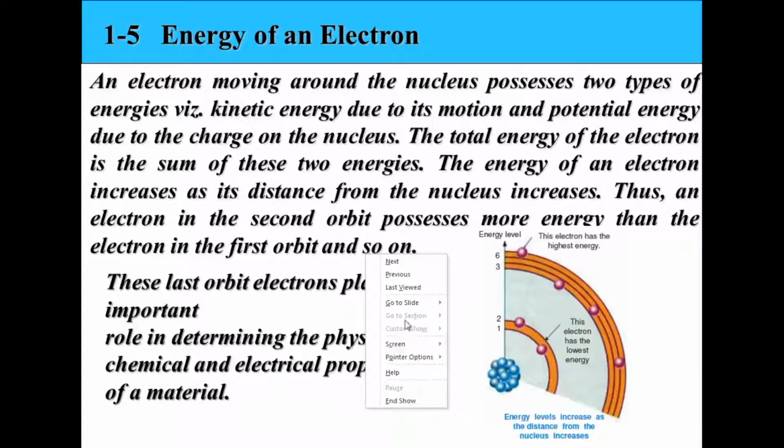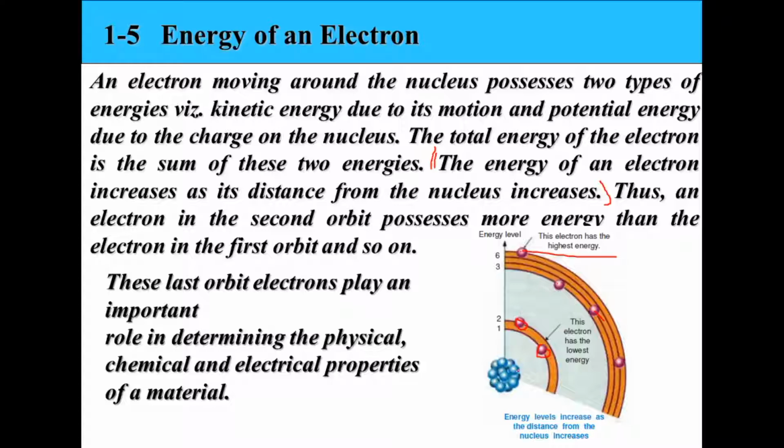Now, looking at this diagram here, you see that we have about 6 orbits here: 1, 2, 3, 4, 5, 6. We have 1 electron here. We have another one in the second orbit. We have another one in the third, fourth, fifth, and sixth. Now, the electron here in the last orbit has the highest energy, because we said the energy of an electron increases as its distance from the nucleus increases. So which means this is the nucleus here, right?